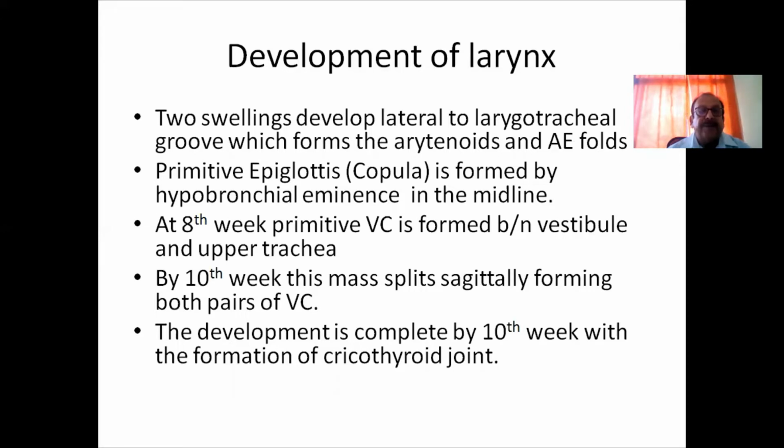At 8th week, primitive vocal cord is formed between vestibule and upper trachea. By 10th week, this mass splits sagittally, forming both pairs of vocal cords. The development is complete by 10th week with the formation of cricothyroid joint.